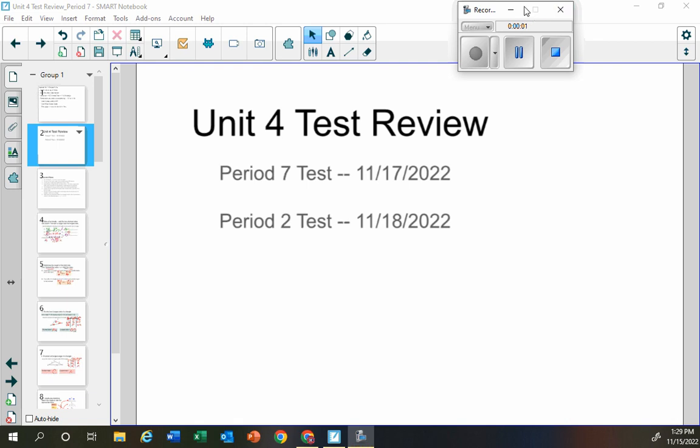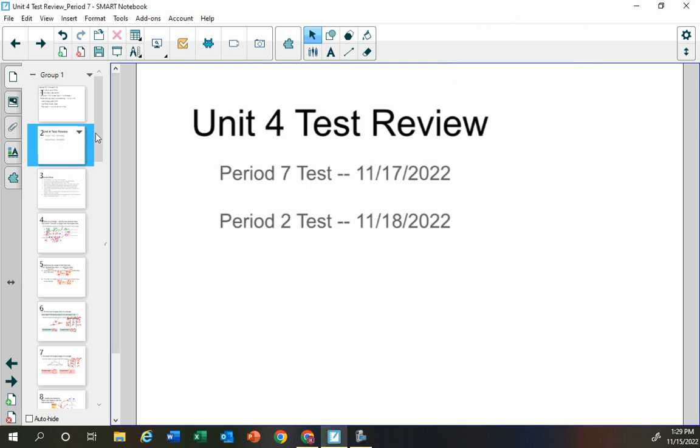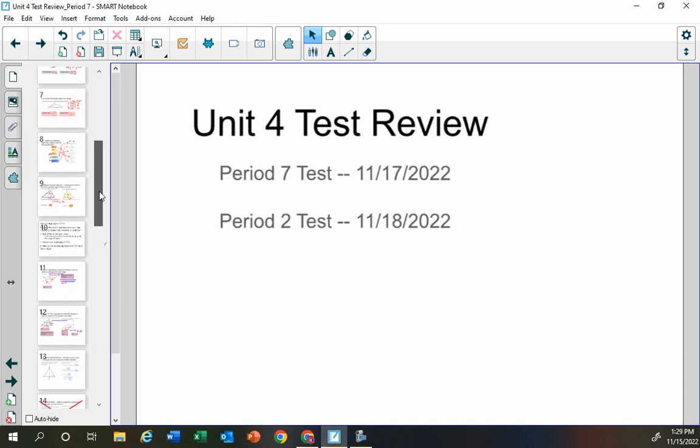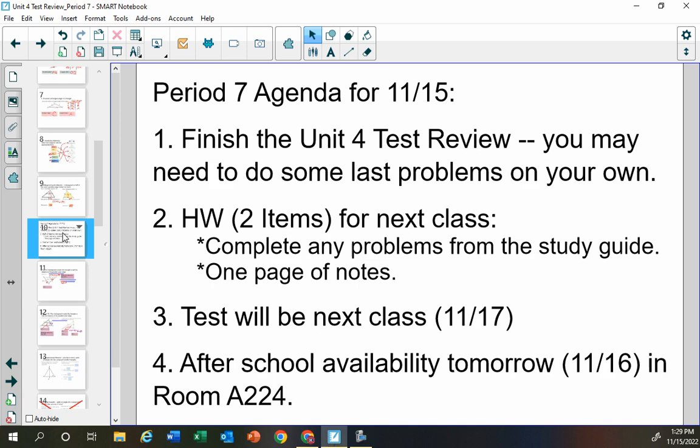Test will be next class. Now, I'm going to tell you some of the problems I might just say, okay, finish this one for homework. That's our game plan for today. So we'll try to get through as many as possible. We may not get through all, but I'm going to give you enough information so that you can work on whatever's left at home.